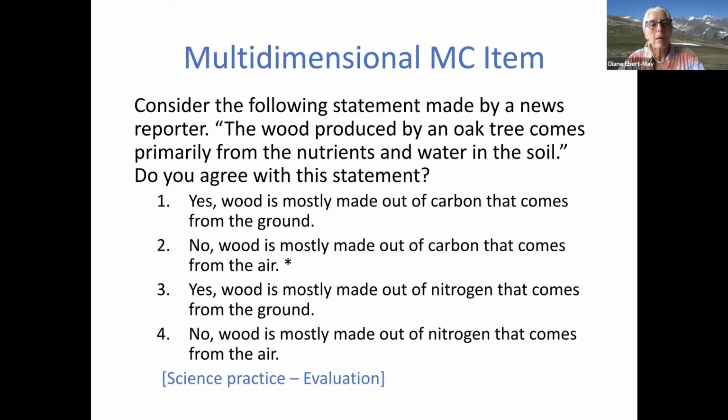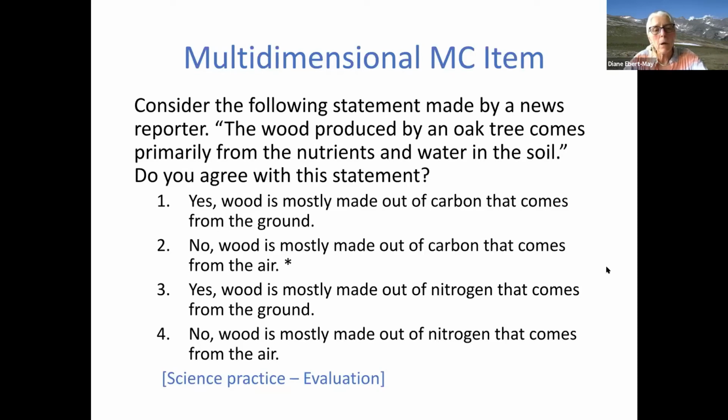So here's a statement by a news reporter: the wood produced by an oak tree comes primarily from the nutrients and water in the soil. This is the classic. If you saw Janet Batsley's and my paper in BioScience, this is the radish problem, for those of you who have found that and used it. Do you agree with this statement?